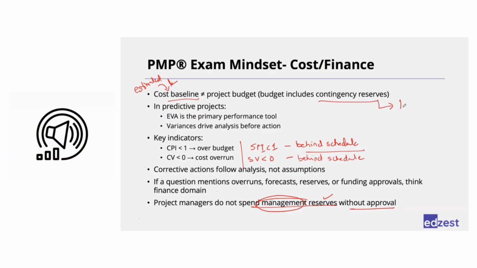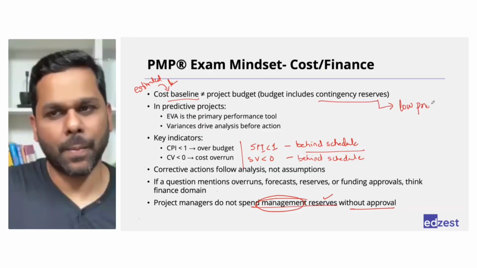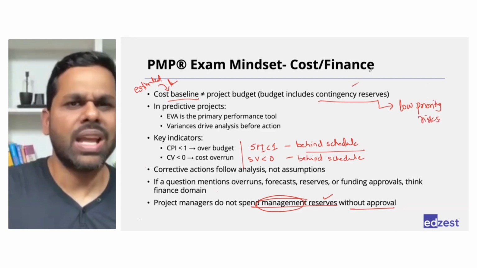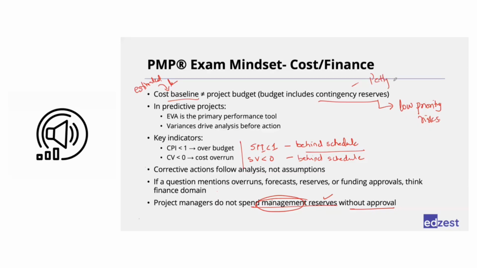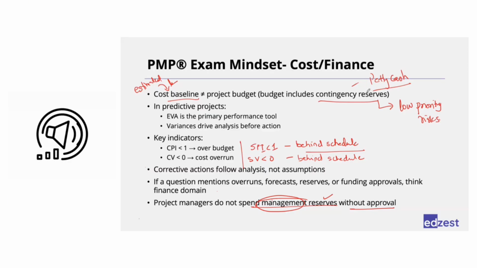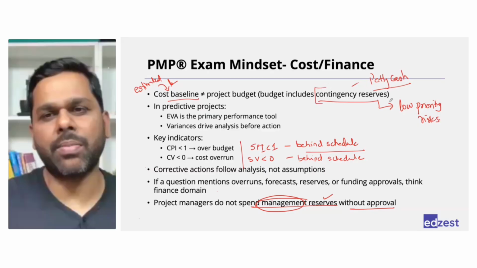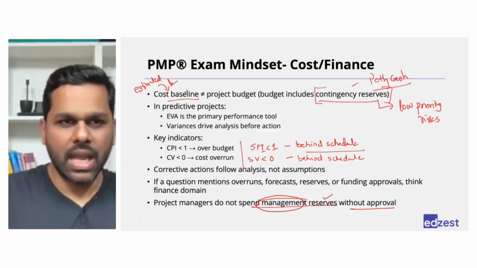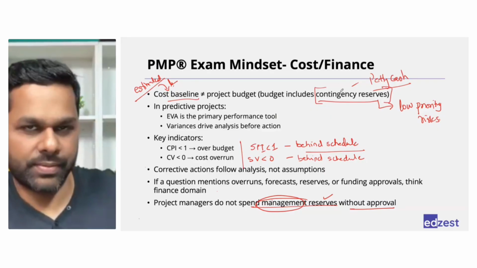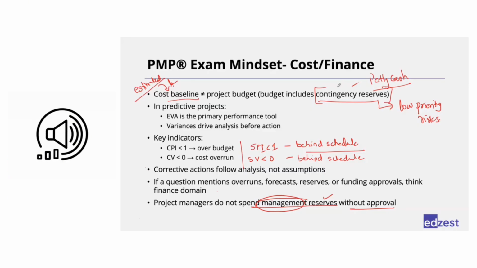Contingency reserves are added for low priority risks. So for low priority risks, there is some contingency reserve that we keep, which in general we call petty cash. We keep some reserves with us for the problems that we have identified, but we think those are not big problems, so we can handle them. So it is also a part of our budget. When the management says that this is your budget, it's the estimated cost that they have signed off plus the contingency reserve. So project budget will include contingency reserve, but cost baseline will not include contingency reserve. Correct.